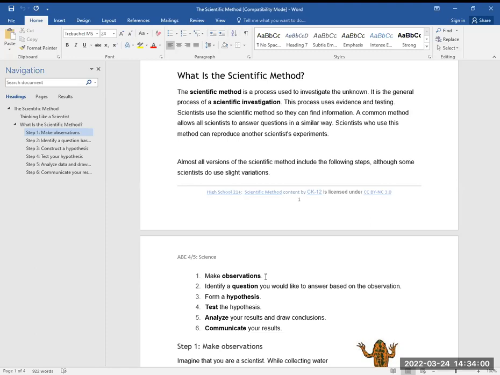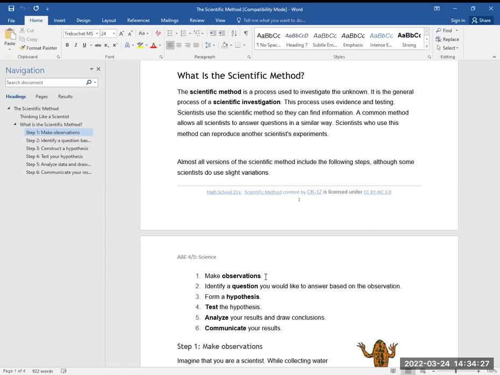It is a general process of scientific investigation. The process uses evidence and testing. So again, they have to stop, they have to look, they have to investigate, they have to make sure that this is repeatable and so forth. And scientists use the scientific method so they can find information that they are looking for. And a common method allows all scientists to answer questions in a similar way.